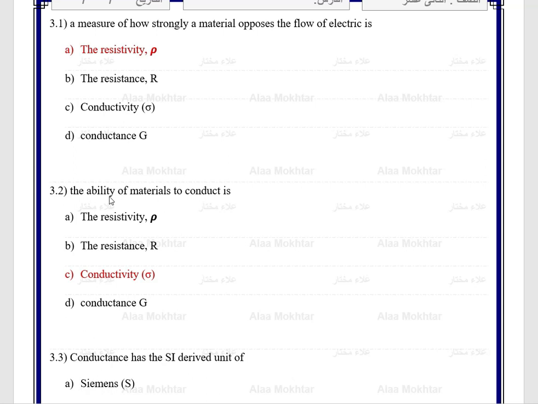Question 3.1. A measure of how strongly a material opposes the flow of electric charge is resistivity. Resistivity is measured in ohm meter. R equals rho L over A, so resistivity equals R times A over L. Resistivity depends on the type of material and the temperature, only type of material and temperature.